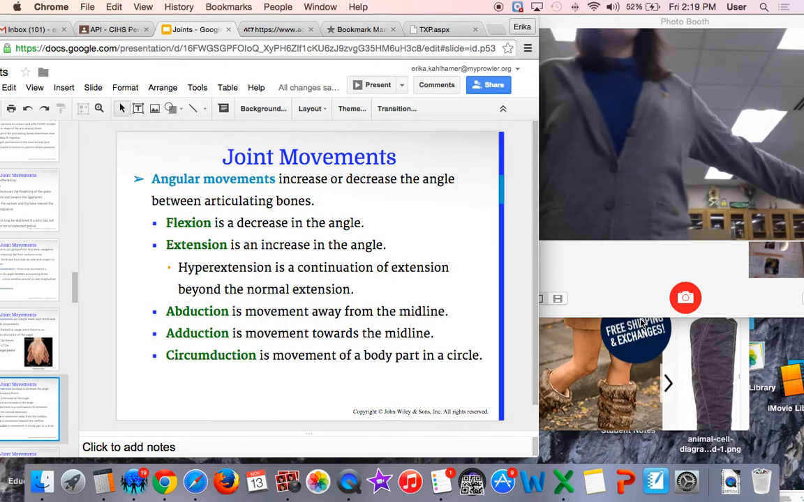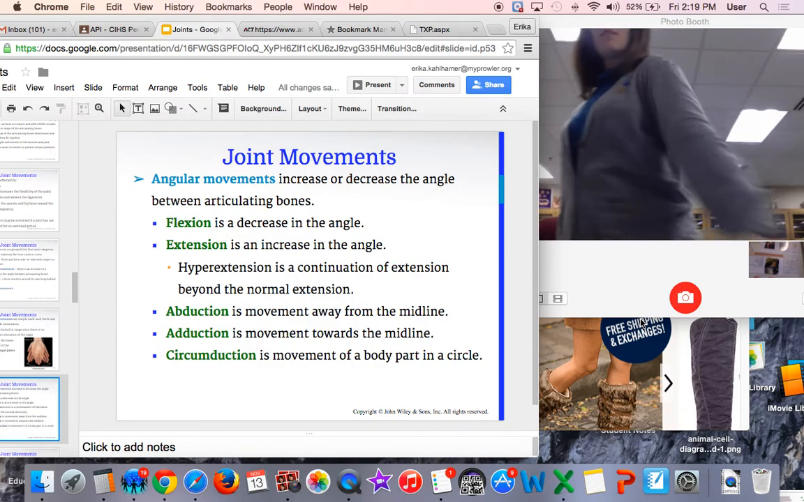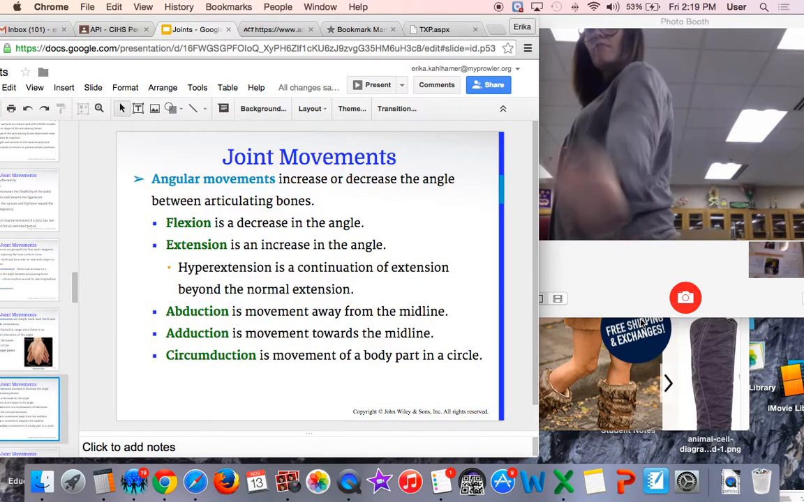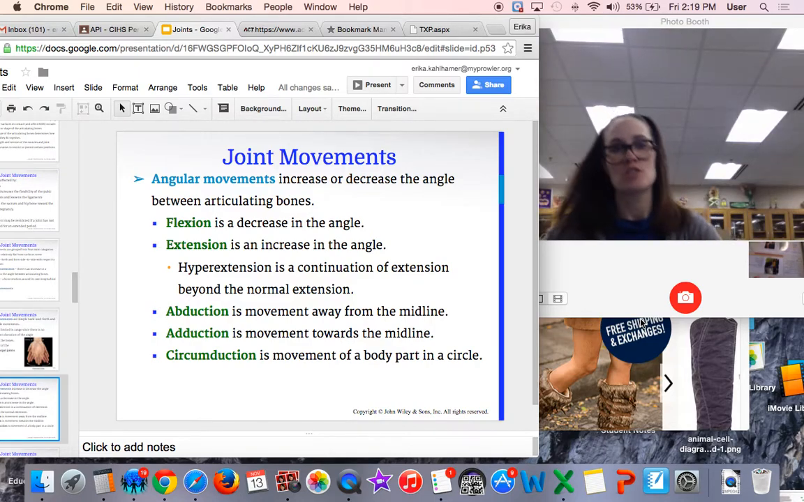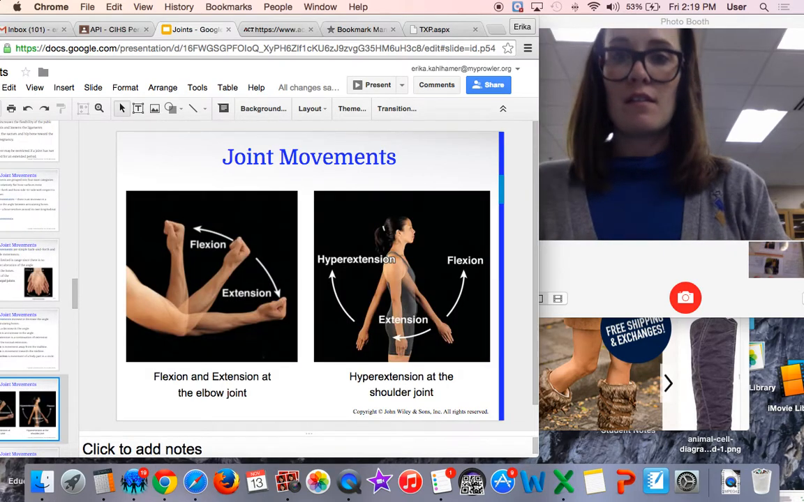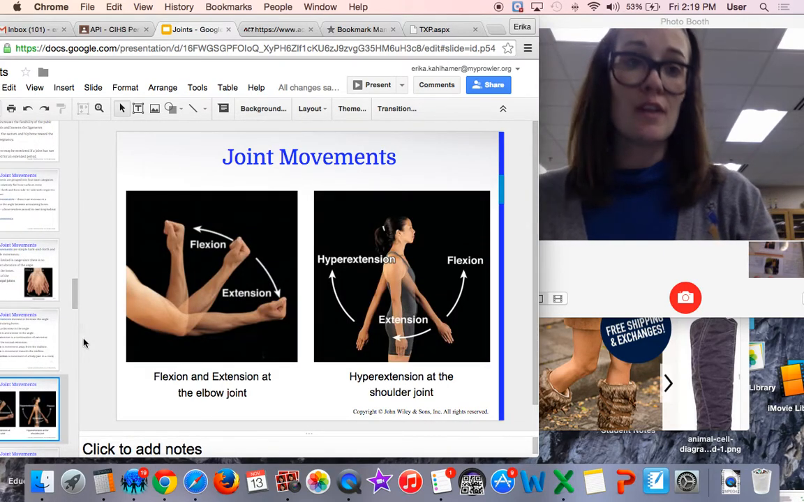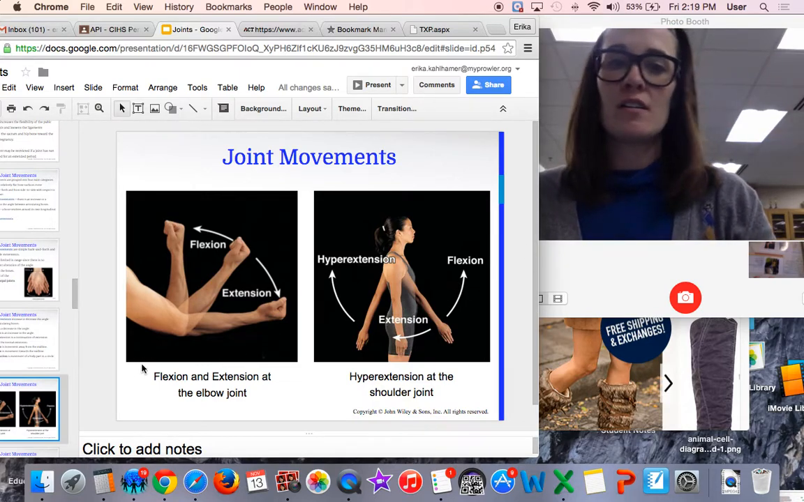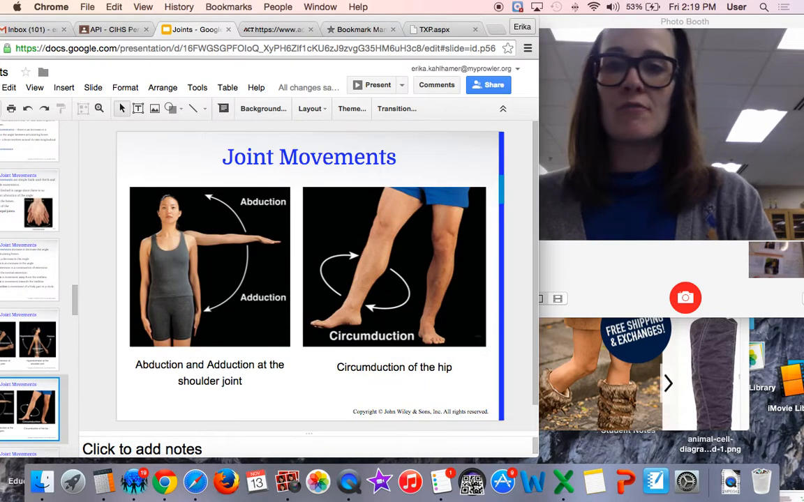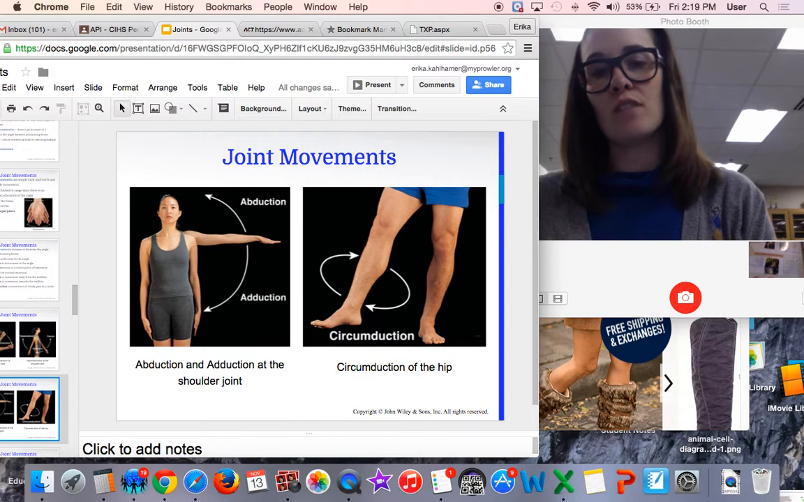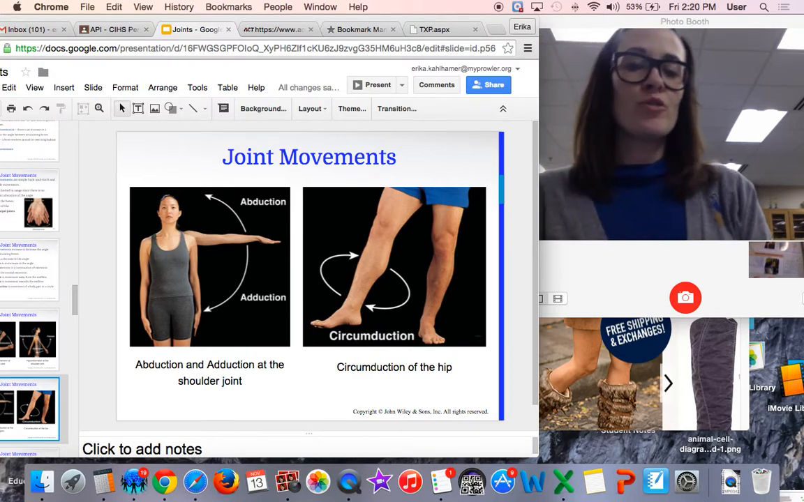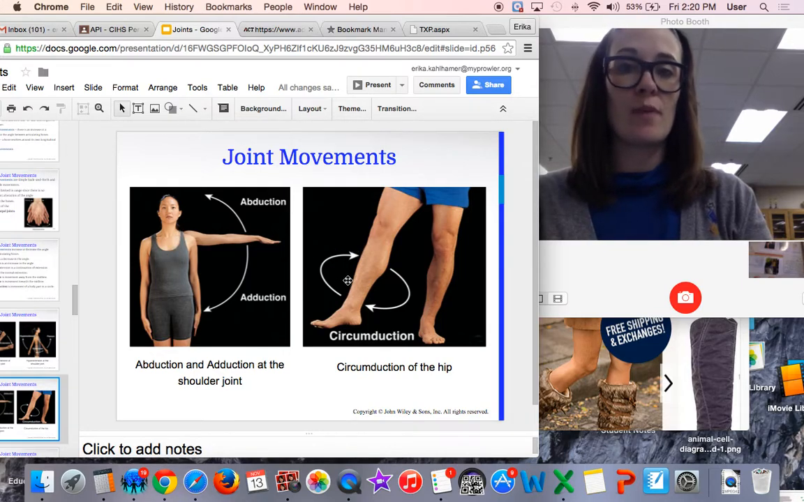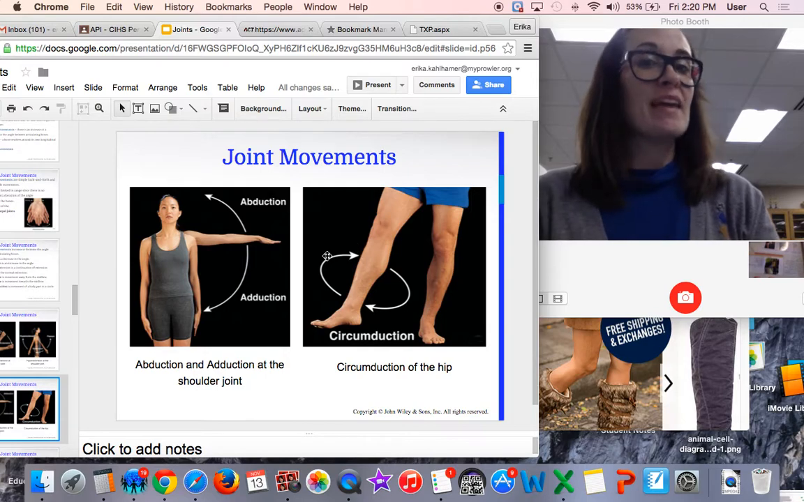Circumduction is movement of any body part in a circle. I'm making a circle with my fist. That is circumduction. So here are some visual examples, which are good to look at in different joints: what flexion looks like in this joint compared to what flexion looks like at the shoulder joint. A little bit different. Or abduction and adduction, what it looks like in the shoulder joint compared to any other picture. In circumduction, this guy is making a circle with his foot.